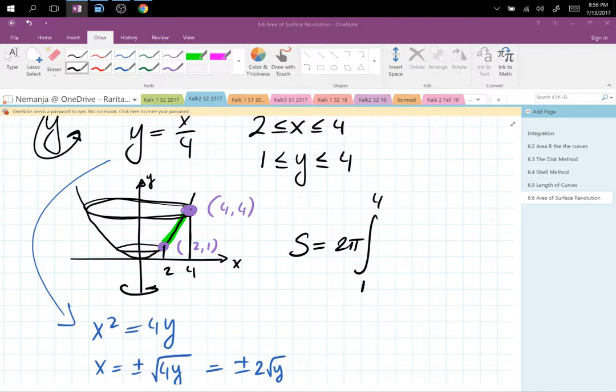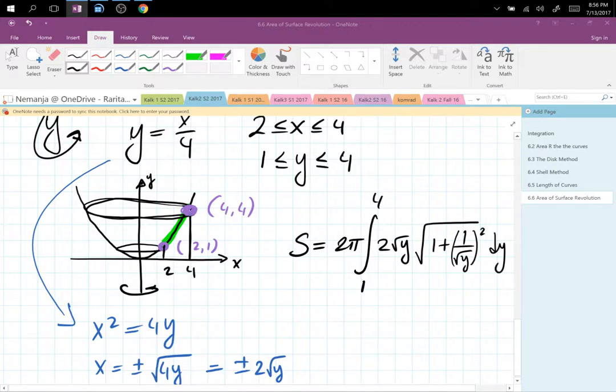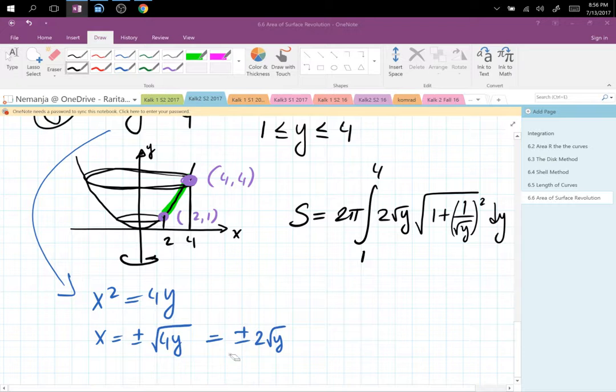So this is going to be 2 root y times the square root of 1 plus, and now I need the derivative of this. The derivative of root y would be 1 over 2 root y, and then 2 and 2. So I believe this is just this, and then it has to be squared, right? And you have the dy. I'm going to move this so it's not in the way. x equals plus minus 2 root y. There we go. So now I have my 2 that goes in front, makes it a 4 pi, and then I have the integral of 1 to 4.